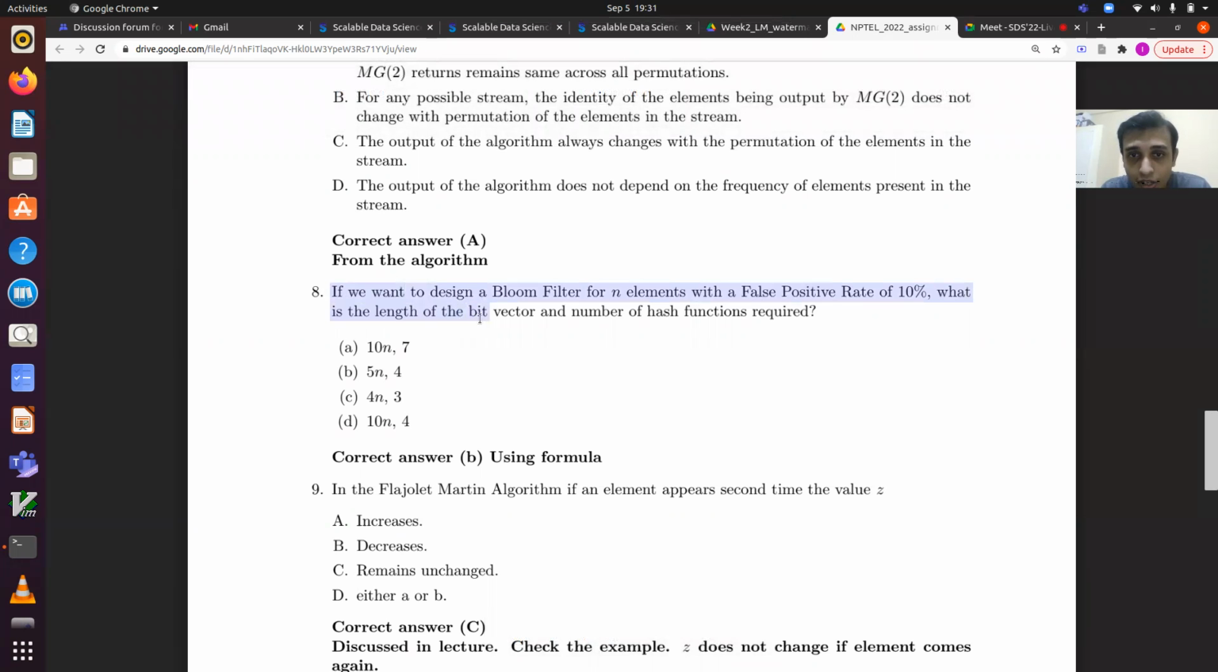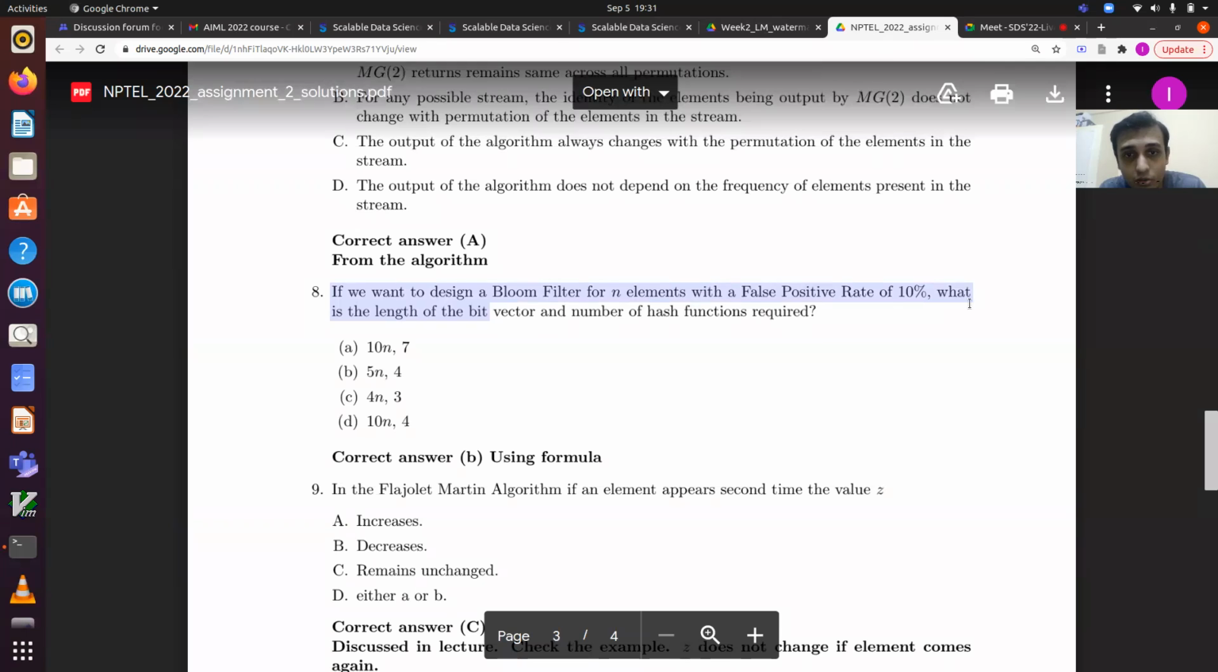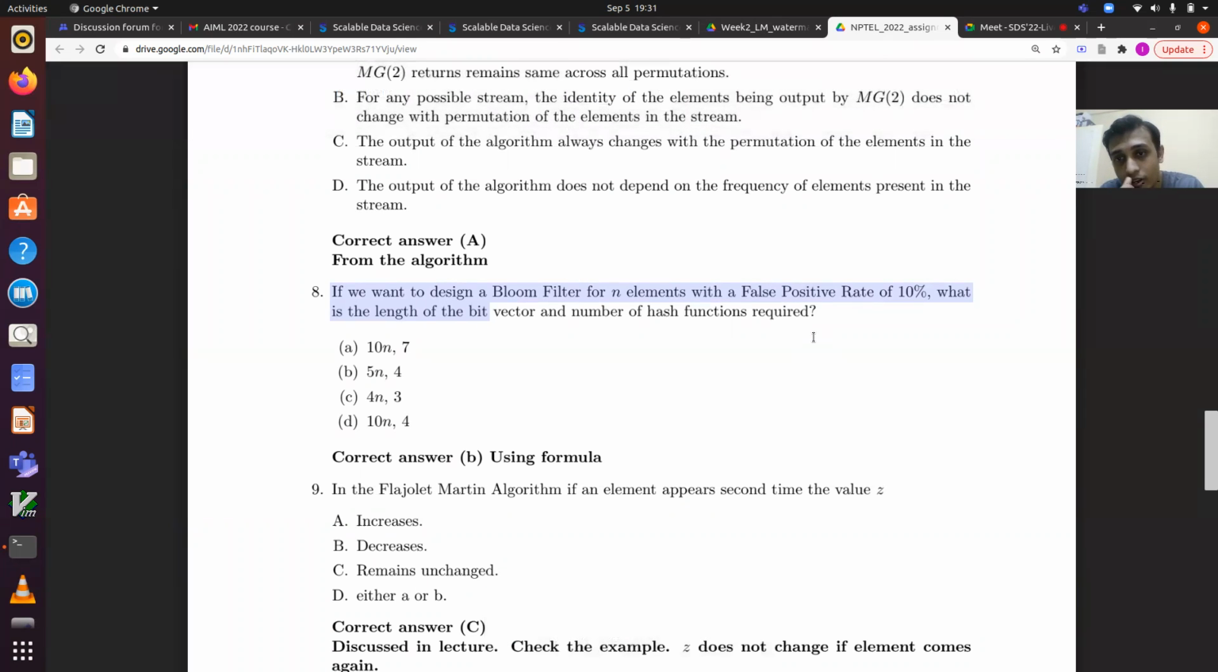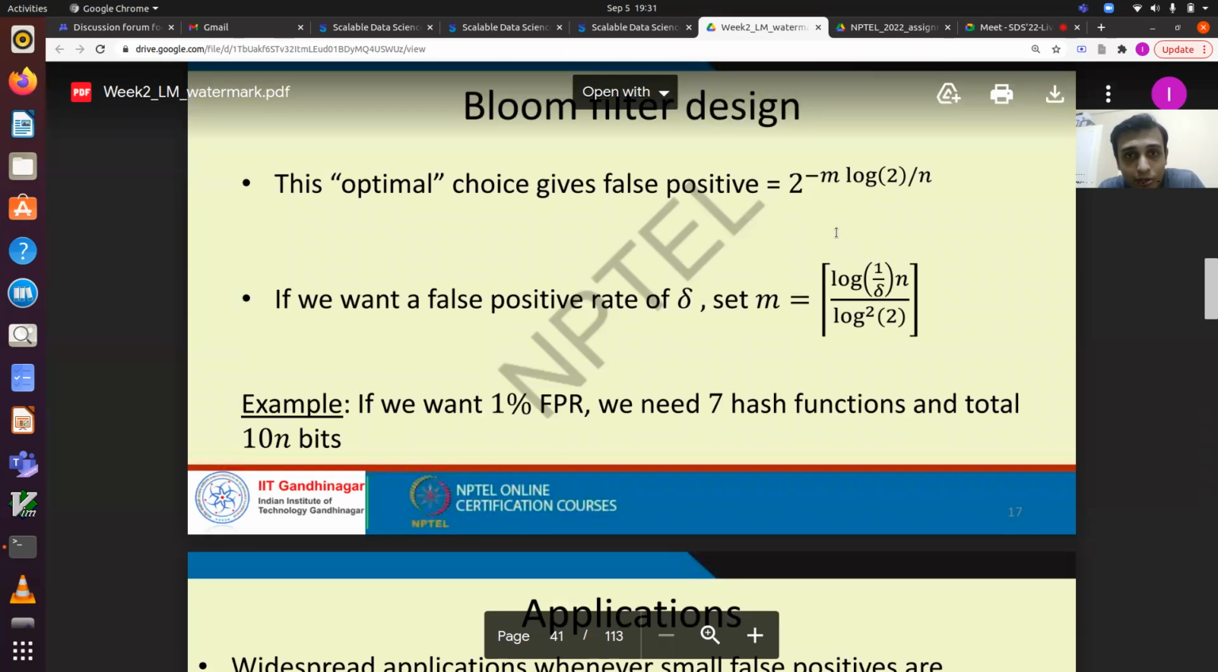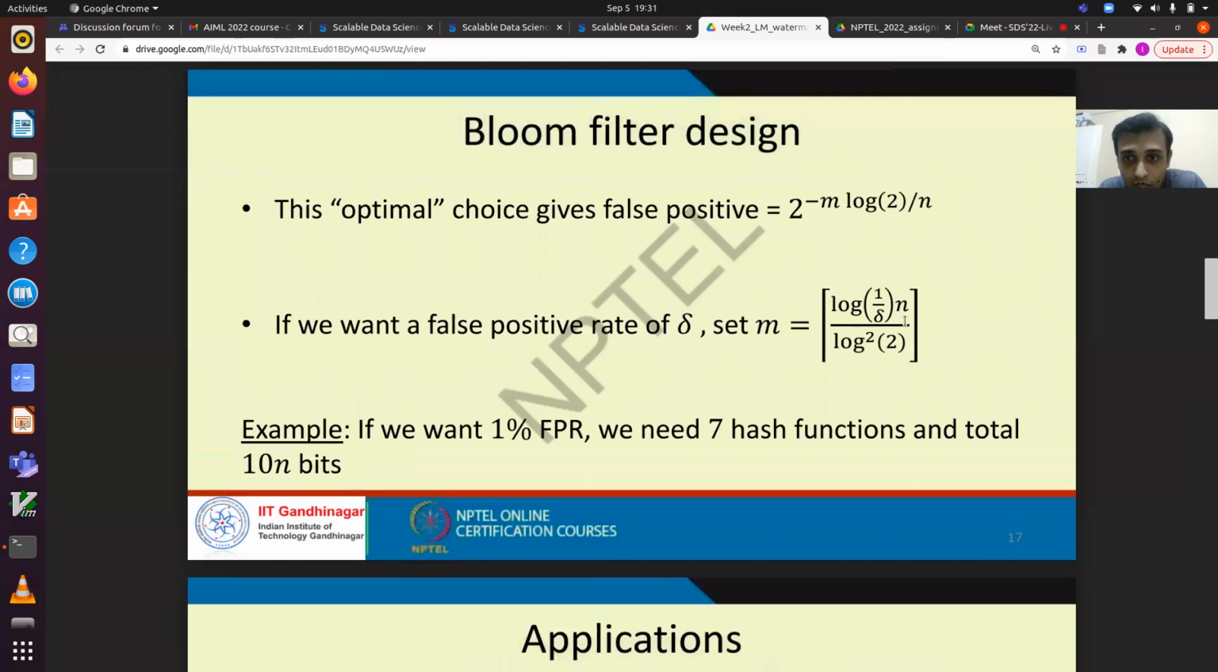So if we want to design a Bloom filter of n elements with a false positive rate of 10%, what is the length of the bit vector and the number of hash functions? Right. So we were looking at the formula here. So could you please explain this a bit, like why?